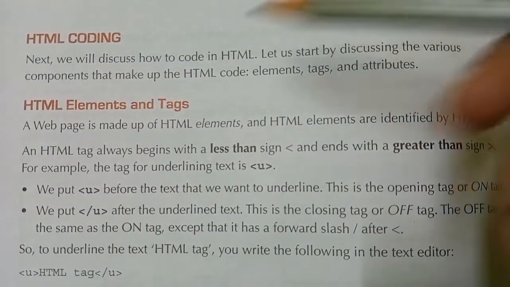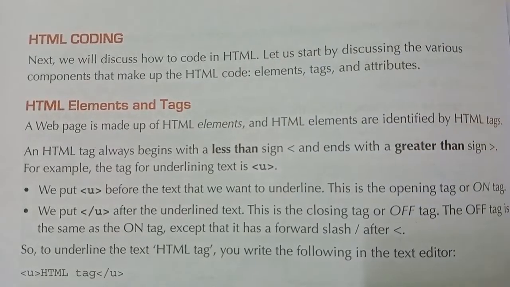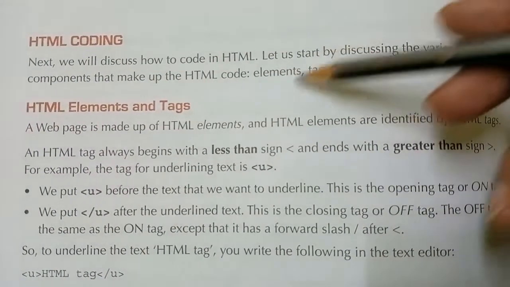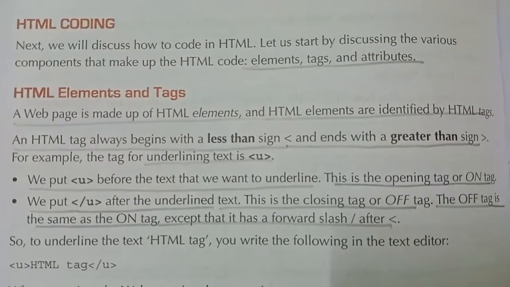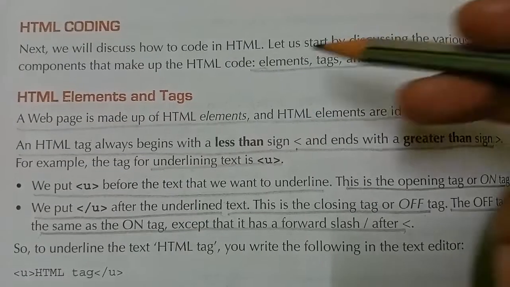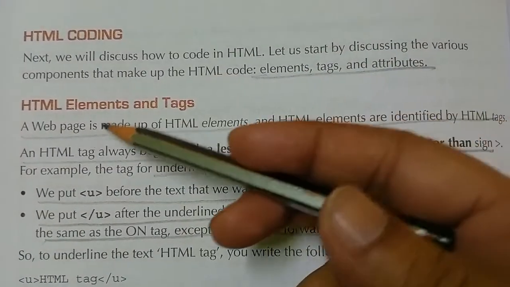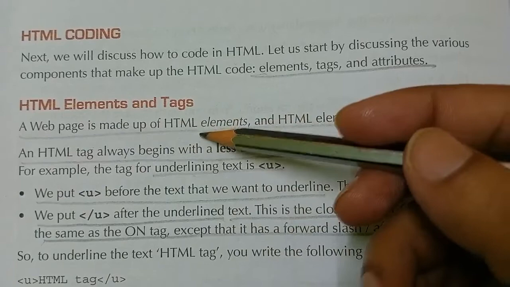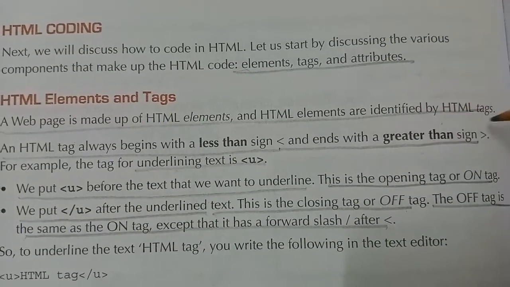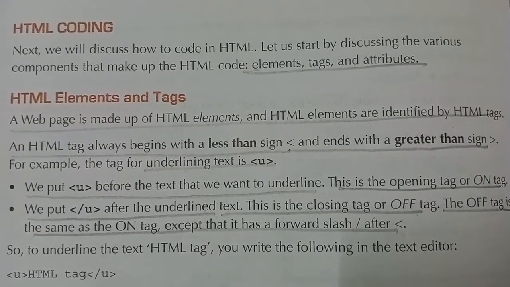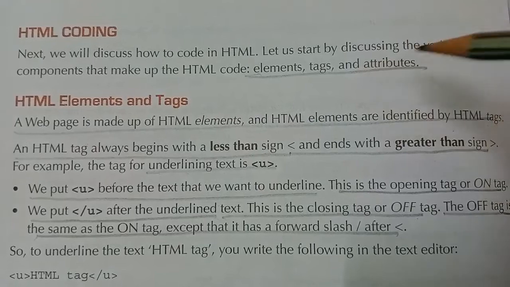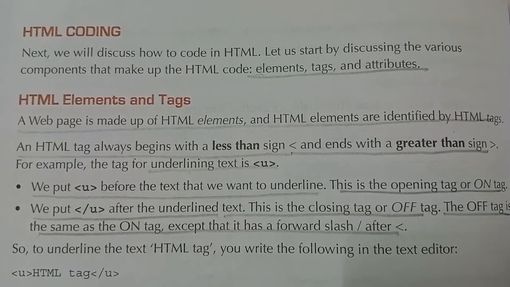Let us start by discussing the various components that make up the HTML code. There are three parts of HTML code: elements, tags, and attributes. We will discuss elements, tags, and attributes one by one. First of all, elements and tags. What are these? A web page is made up of HTML elements, and HTML elements are identified by HTML tags. All web pages are made up of HTML elements, and these HTML elements are identified by tags.